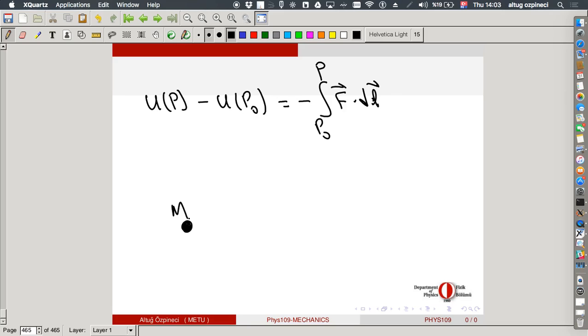Now the next thing is what is its form? Now the potential energy at the point P minus at the point P0, this we had defined in this form, the integral of F dot dl from P0 up to P. Let's say this is my mass, large mass. I mean, it doesn't have to be a large mass, but this is one of the masses that is at rest. Let's say this is the other mass.